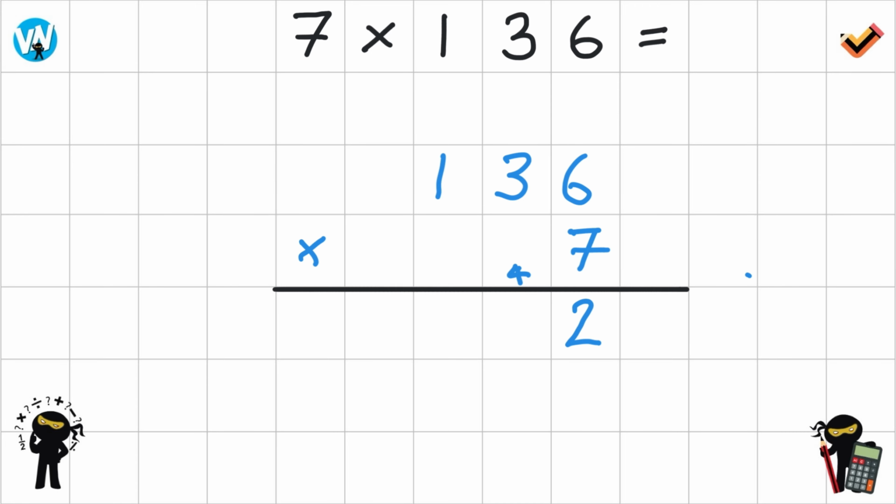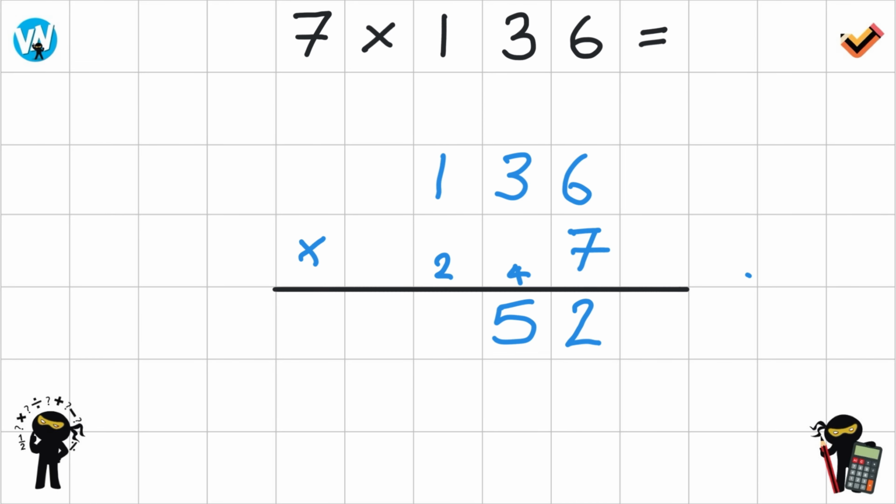7 times 3, so again, we've done 7 times 6 is 42. Now we're doing 7 times 3 is 21. Add the 4 is 25. So we're going to drop that in. The 5 would go in there, and we would carry the 2.